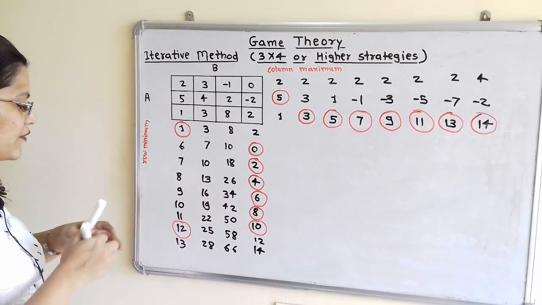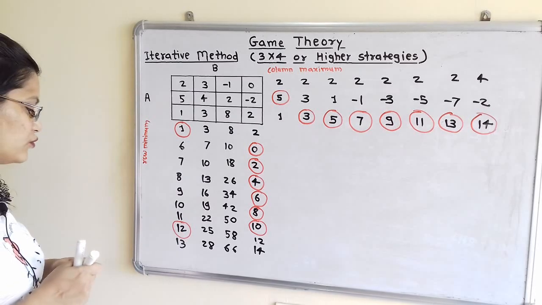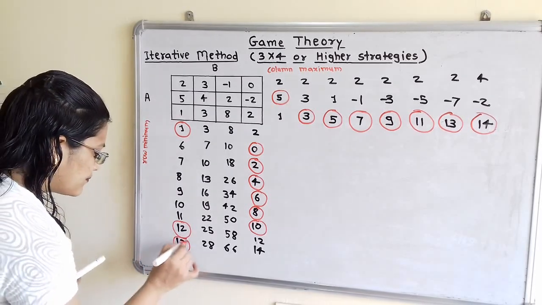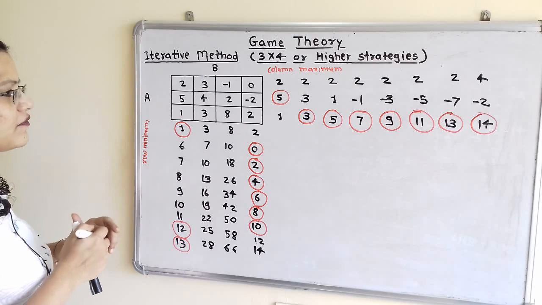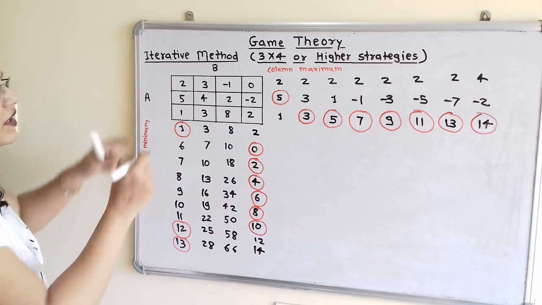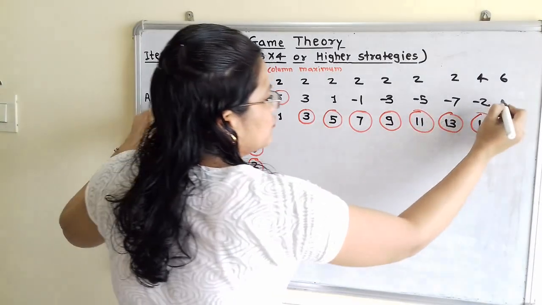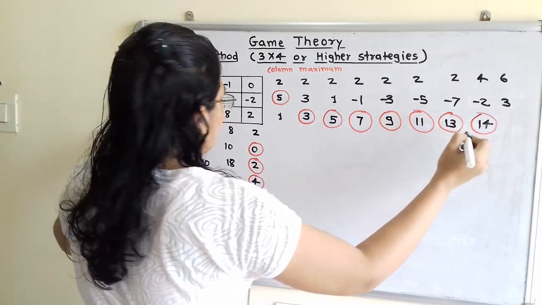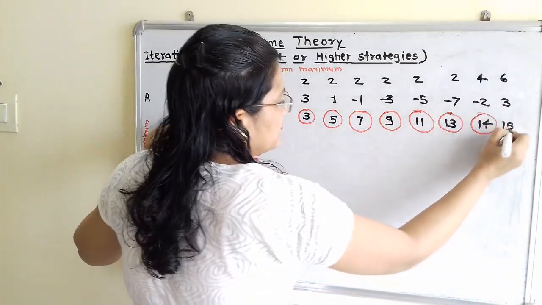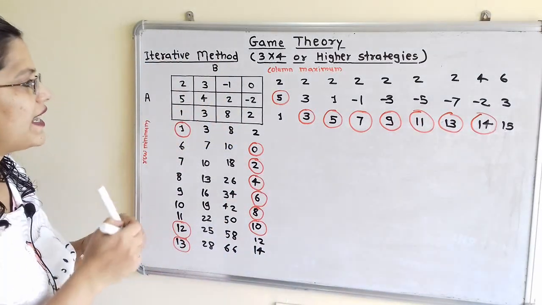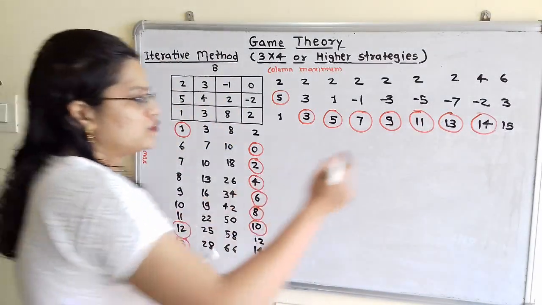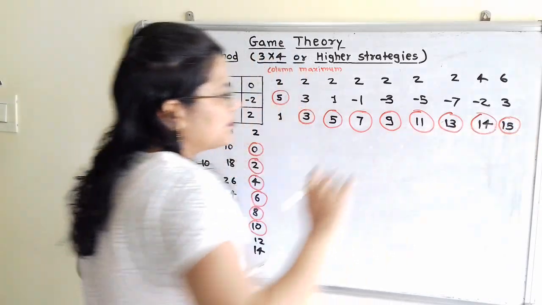Now again we will select the minimum value. So minimum value is 13. So from this 13 we have to add these elements. 2 plus 4, 6. 5 minus 2, 3. 1 plus 14, 15. Now we will encircle the maximum value. So here is the maximum.